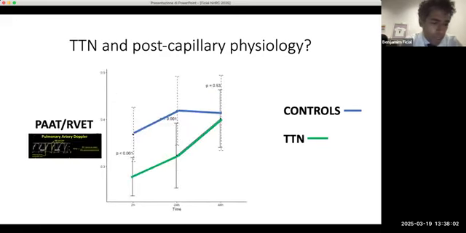Instead, we found that the PAT/RVET ratio, an index of pulmonary vascular resistance, was significantly lower in neonates with TTN compared to controls at 2 and 24 hours of life, normalizing by 48 hours of life. These findings align with postcapillary physiology, where an increase in left atrial pressure leads to elevated pulmonary pressures.